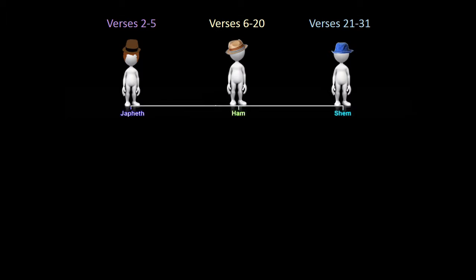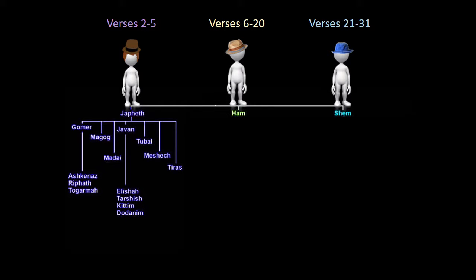Genesis 10 is divided into 3 sections. Each section is named after one of the sons of Noah. Verses 2 to 5 contain the descendants of Japheth, and includes 14 nations.